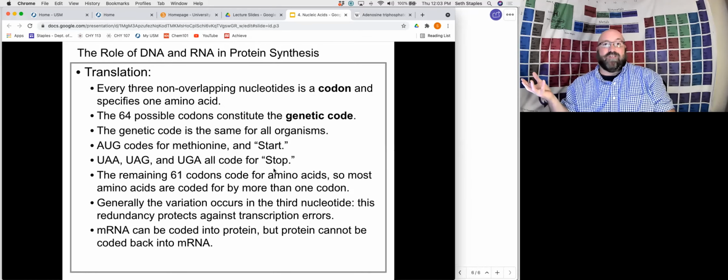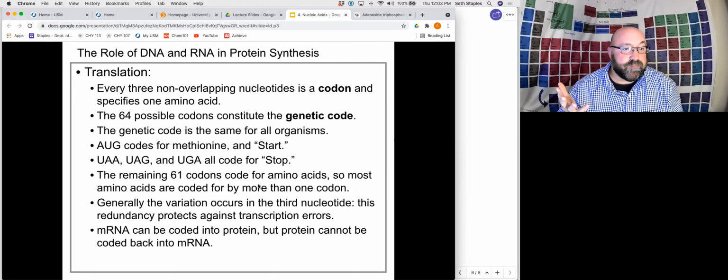Now, if you think about it, this means that amino acids must be coded for by more than one codon because there are only 20.